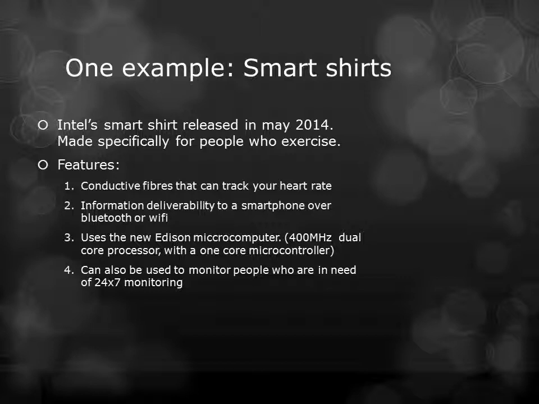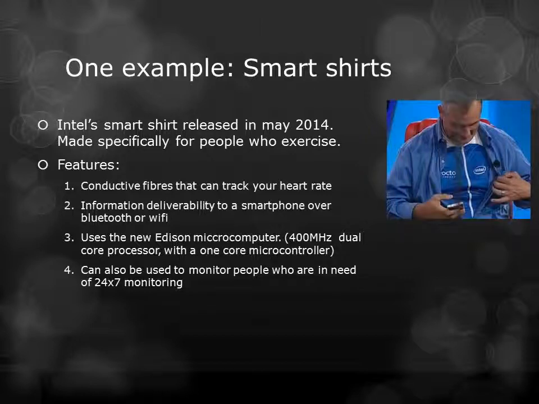This particular smart shirt uses the Edison microcomputer. It is the new microcomputer from Intel. It was released a year ago. It is a 400 megahertz dual core processor with a one core microcontroller. This particular smart shirt can be used to monitor people who have to be monitored 24/7, like old and aging people who need to have constant care. So this is how your Intel smart shirt looks like.